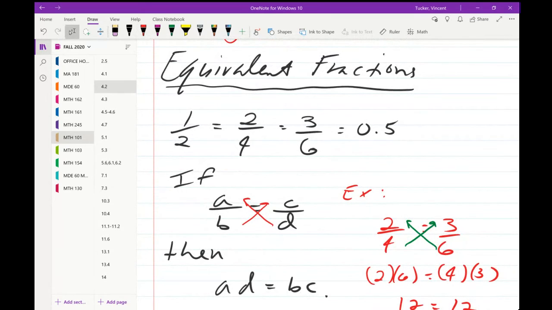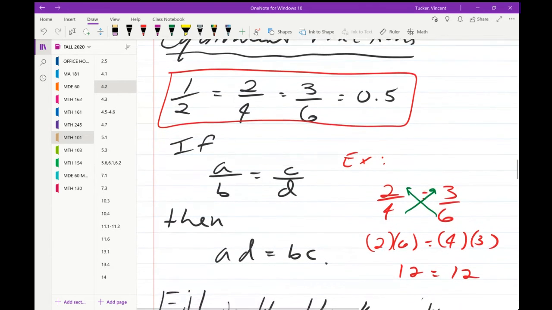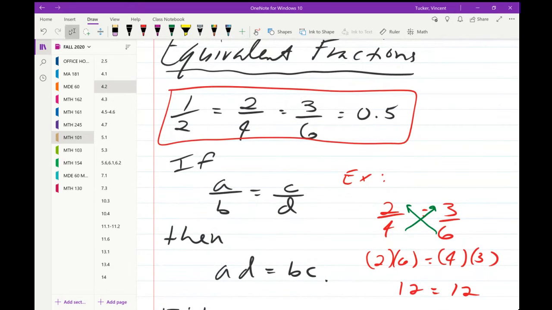Equivalent fractions. And so when we talk about equivalent fractions, we're talking about this type of relationship: 1/2, 2/4, and 3/6, all equal to 0.5 if you were to put them in a calculator. So how do you test your equivalency? Through the cross product relationship.